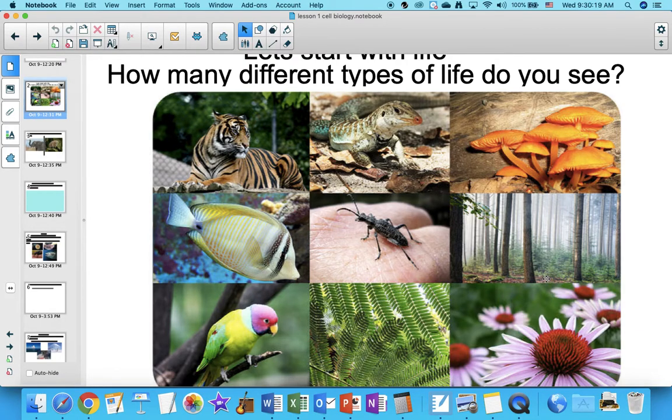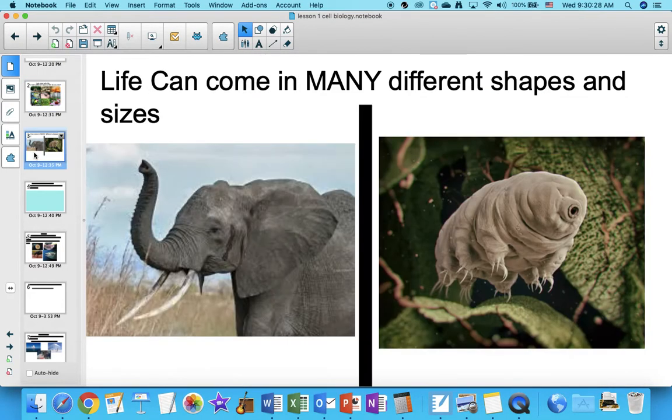And so you can see that there's many different ways of categorizing life, and there's many different types of life. And so life can come in many different shapes and sizes, right? From the very large African elephant to the very tiny tardigrade, also known as the water bear. And so, what is the basic form of life? Where does life sort of start out, or how small can life get? And so, that's what we're going to start with this unit. We're going to talk about, well, how does life exist and how small can it be?